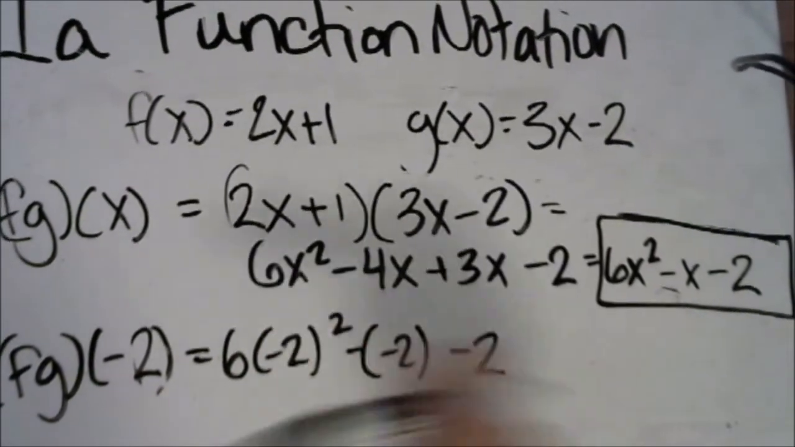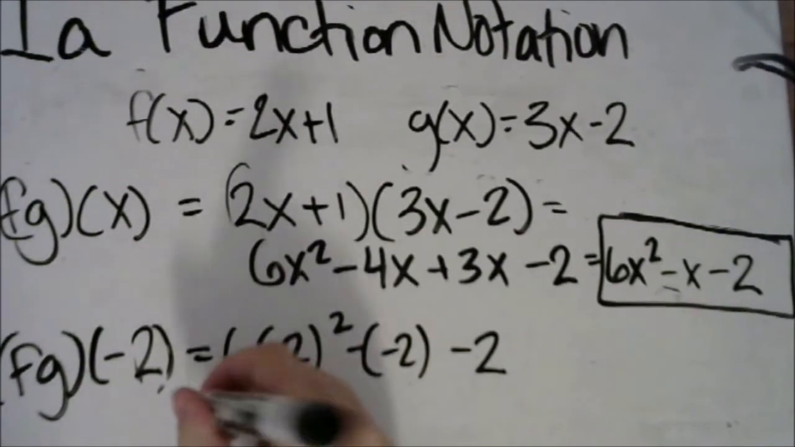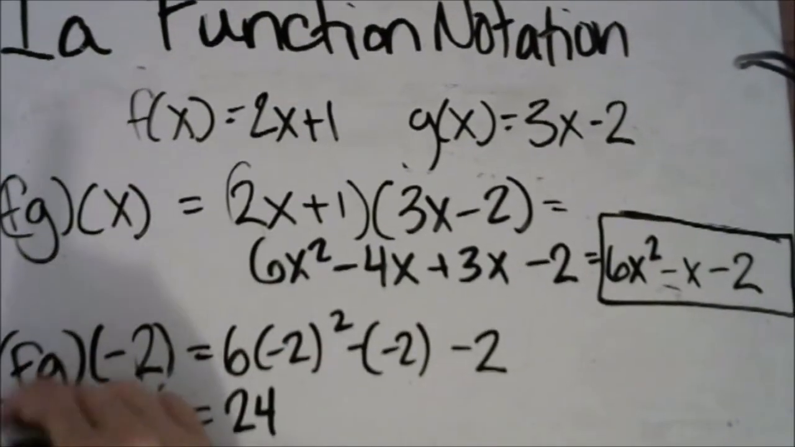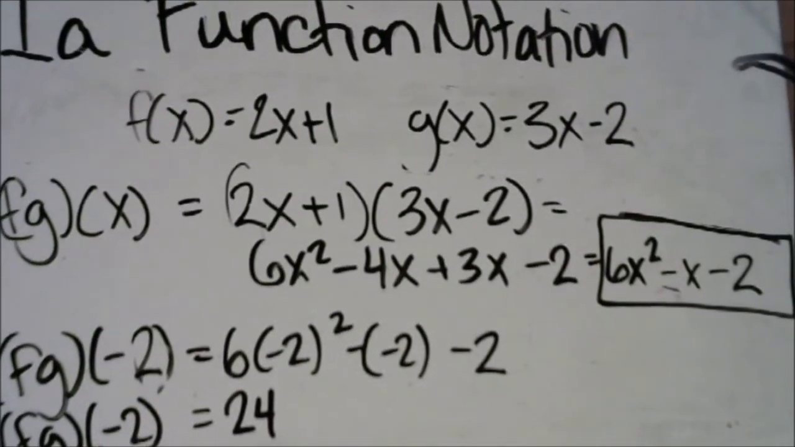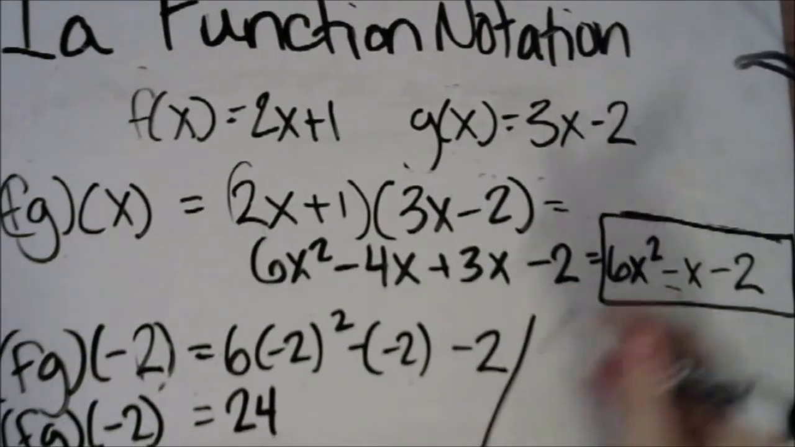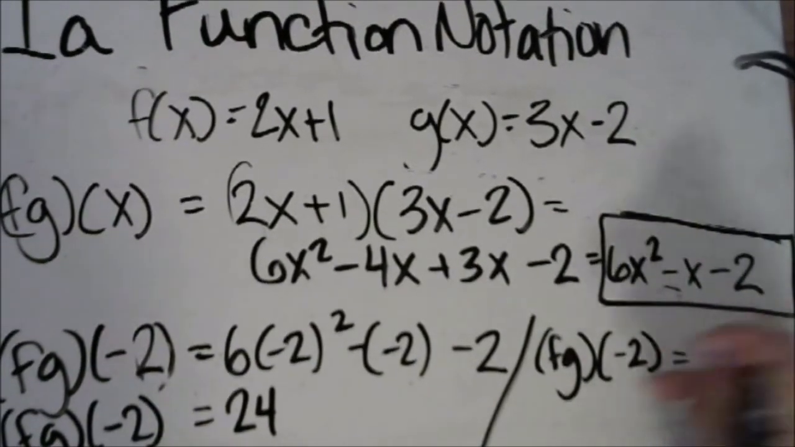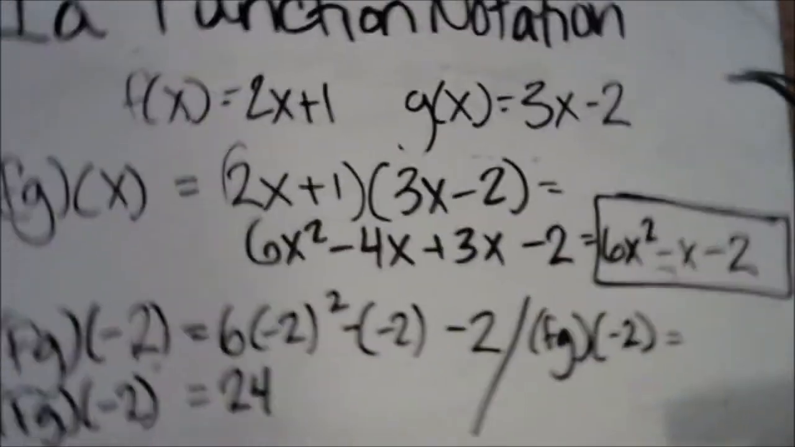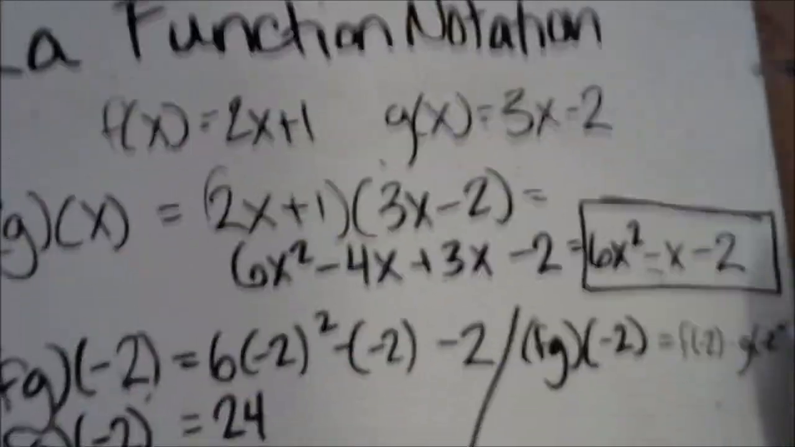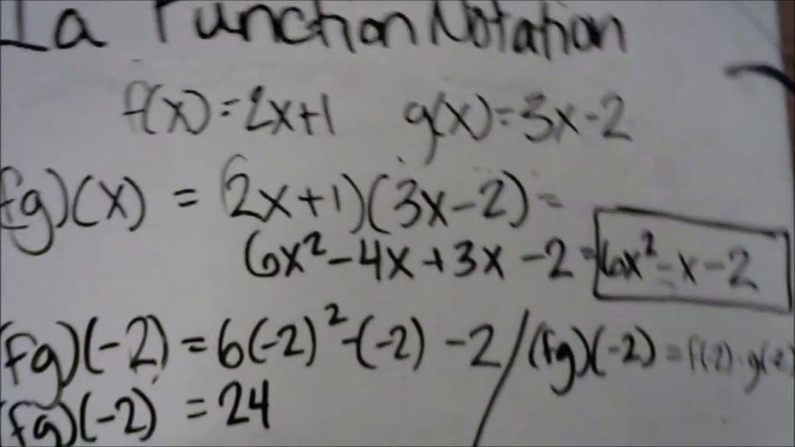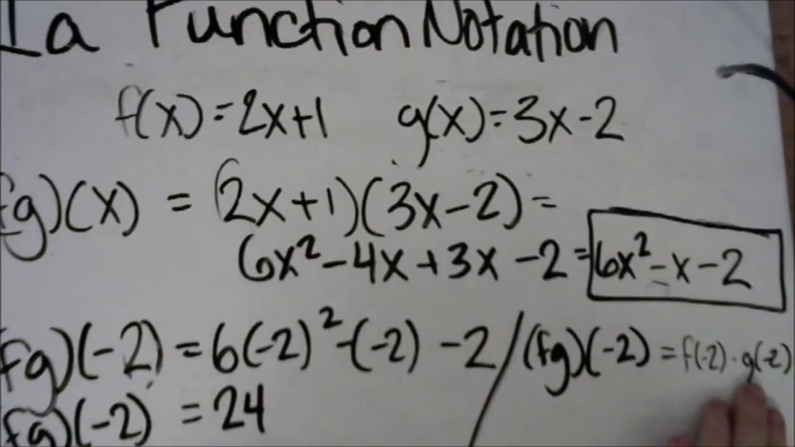Go ahead and use your calculator to evaluate this expression. I am getting 24. Well, if this way works, why is there another way to evaluate f times g of negative 2? Imagine you hadn't already found f times g in a previous question. One way to evaluate f times g of negative 2 is to find f of negative 2 times g of negative 2, which is actually how we define the product of two functions. We just think of it as this function times that function.